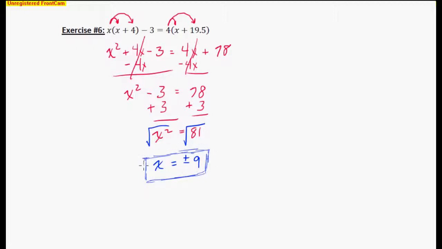Alrighty, so 6 different examples there. The algebra, the process, and all of them are very much the same.